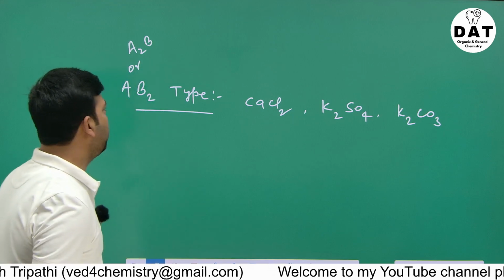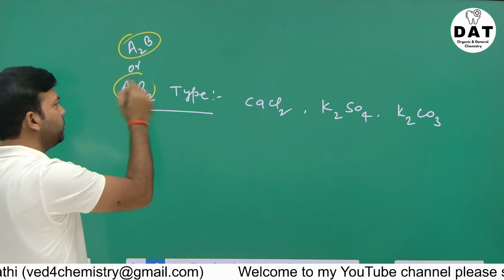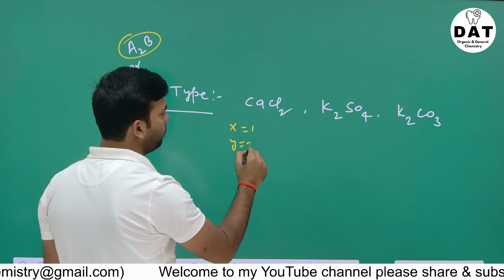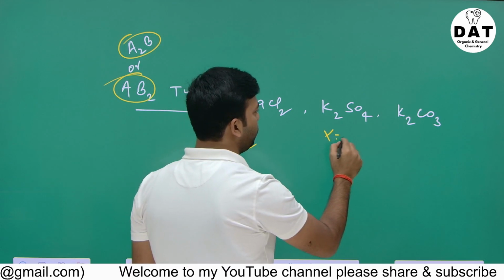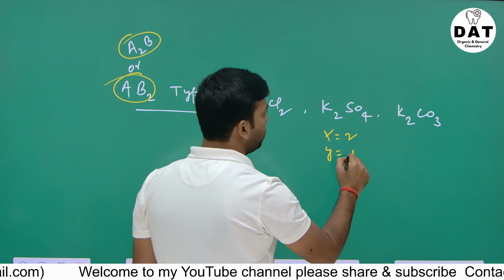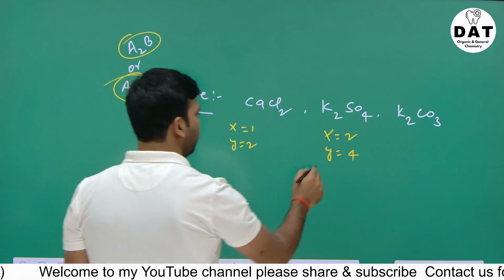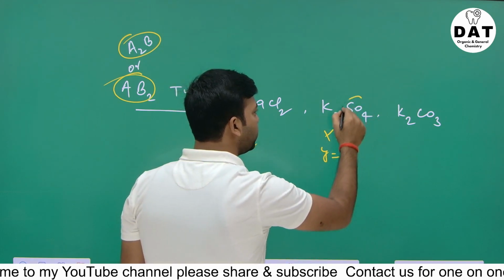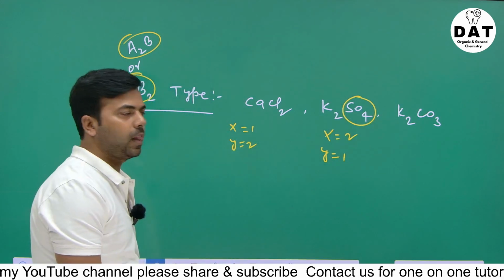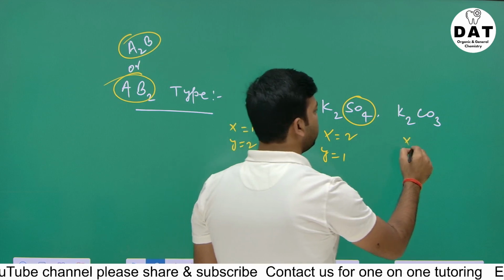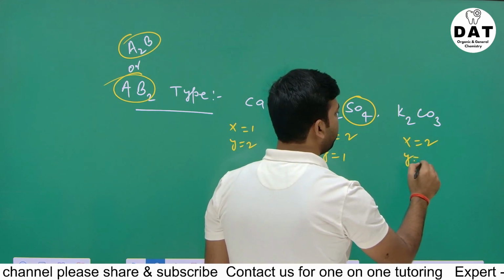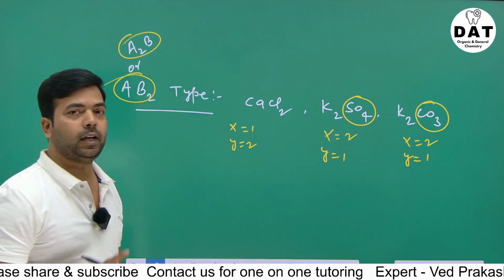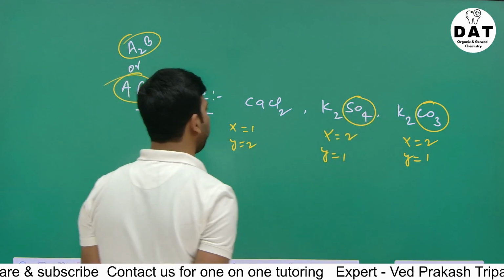Now the next is AB2 or A2B. Both are the same thing. So look here. X is 1, y is 2. X is 2, y is 4. Sorry, I made a mistake. Y is just 1. Why? Because this is sulfate. Makes sense? And here as well, x is 2 and y is carbonate, so 1. So carbonate, phosphate and sulfate will always be in this way.